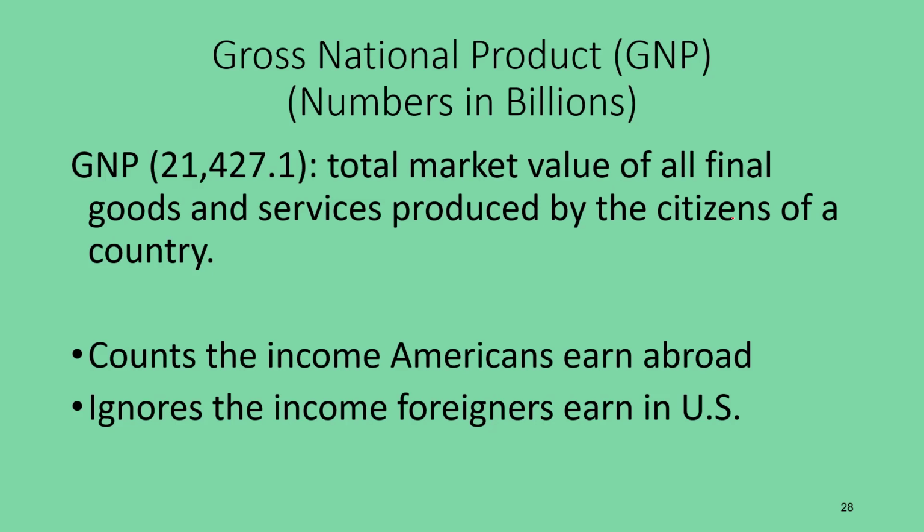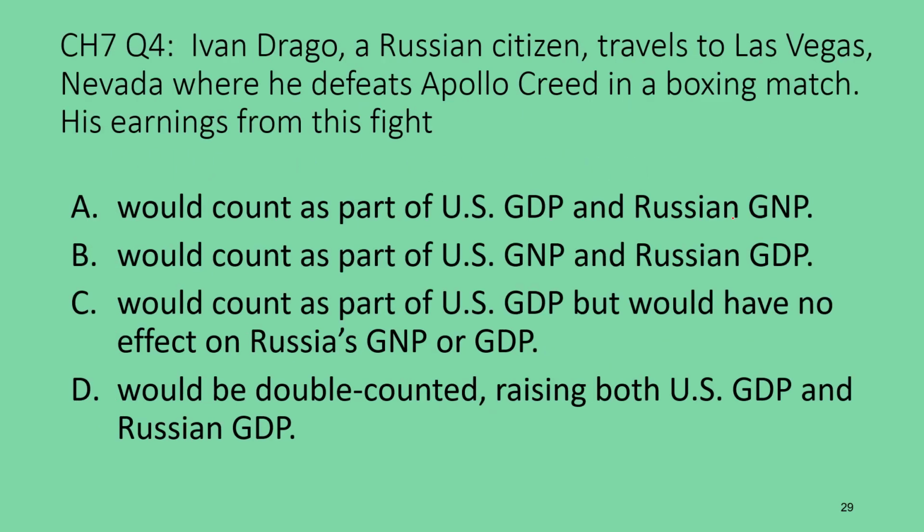Right. So let's go through this question and see if we can figure out what's happening here. This is similar to a kind of question that may appear on a quiz or exam. So this question is from one of my favorite movies, Rocky IV. Ivan Drago is a Russian citizen. He travels to Las Vegas, Nevada, which is located within the United States, where he defeats Apollo Creed in a boxing match. His earnings from this fight, is it A, would count as part of US GDP and Russian GNP?